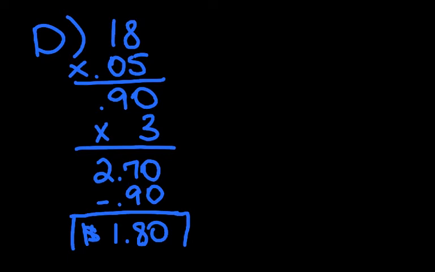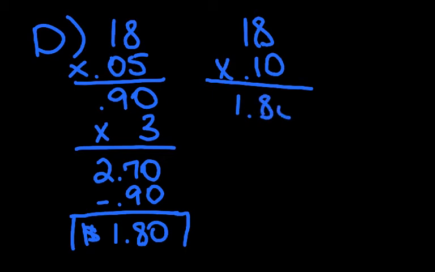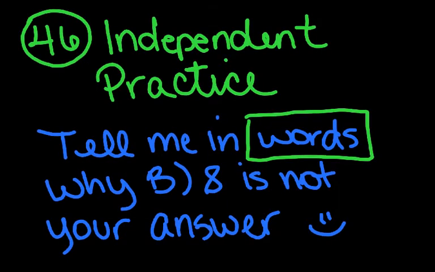Obviously, the answer has to be D, but let's go ahead and check it to make sure. Make sure you write all this down. You have 18 coins times 5 cents, gives you 90 cents. Multiply that by 3, gives you $2.70. Subtract the 90 cents, and it gives you $1.80. Then you want to multiply the 18 times the 10 cents, which, what do you know, gives you $1.80 as well. And voila, you found your answer.